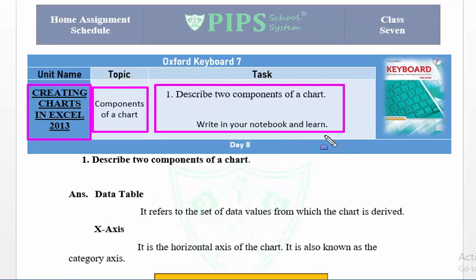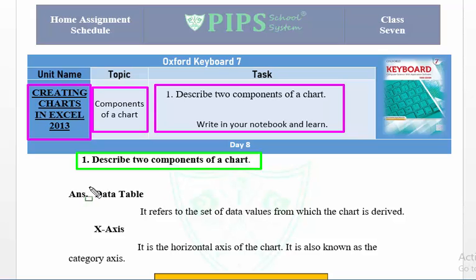Here is a question, write it in your notebook and learn. First question: describe two components of a chart. Here are different components of a chart, like chart title, chart area, x-axis, y-axis, data table, but we have to define only two of them.